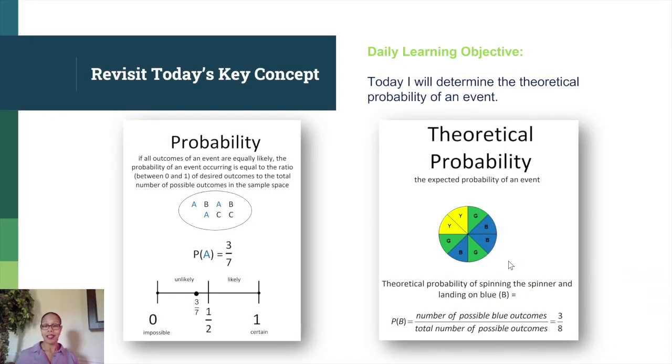So as we prepare to conclude this lesson, let's revisit our learning objective and our key concept. So our learning objective was to determine the theoretical probability of an event. And we can determine the theoretical probability of an event by writing a ratio of the number of possible outcomes to the total number of possible outcomes. Your vocabulary cards are here if you need them to revisit them during the lesson, and they are often found in your lessons over the next 2 weeks.